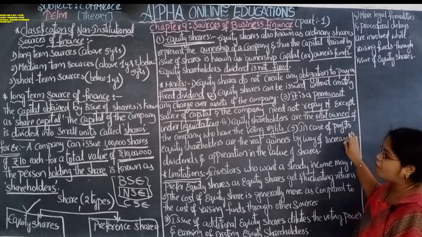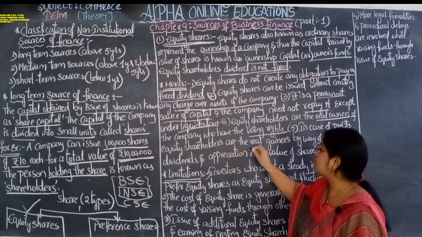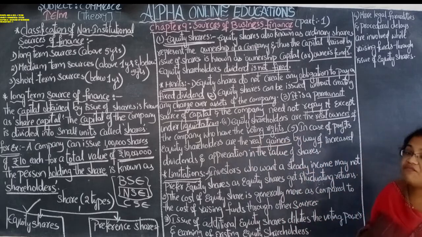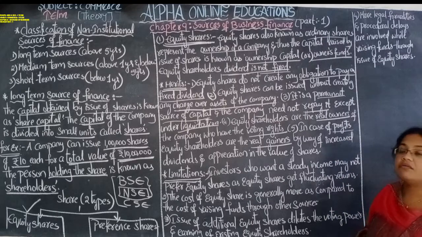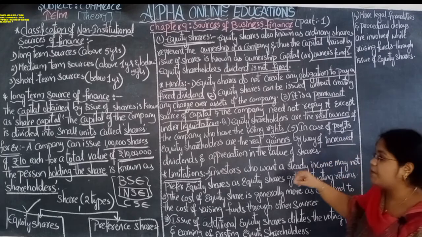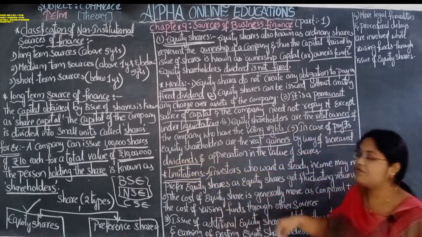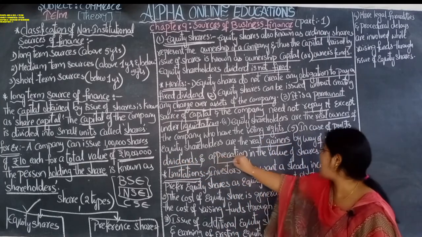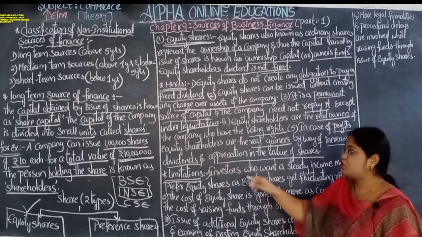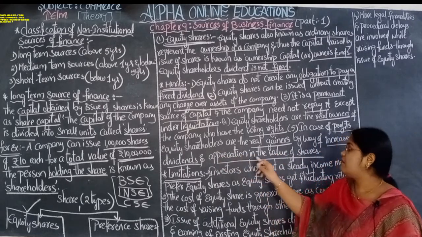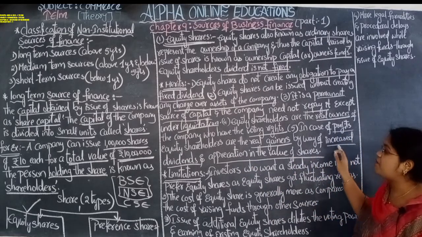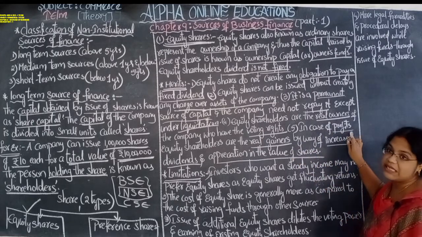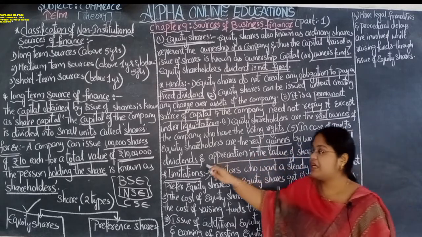In case of profits, equity shareholders are the real gainers. If there is more profit, then they will take more profit as a dividend by way of increased dividends and appreciation in the value of the shares. Appreciation means increase. They will increase the value of the share also. So in this way they will gain. When the profit is increased, the dividend will be increased.